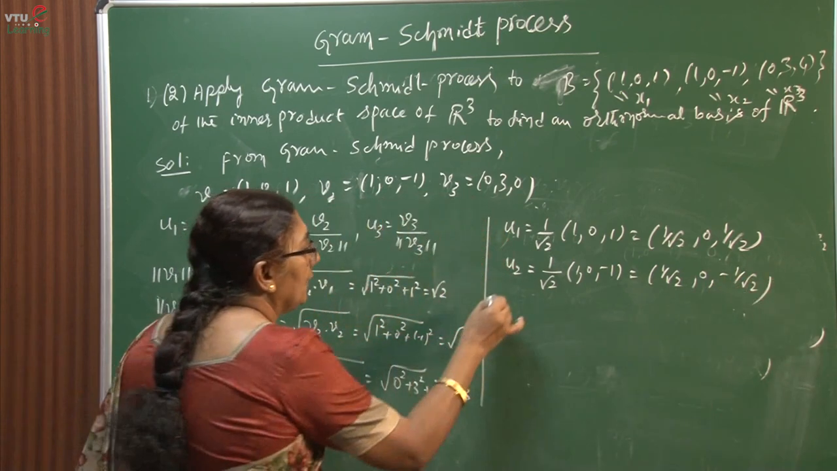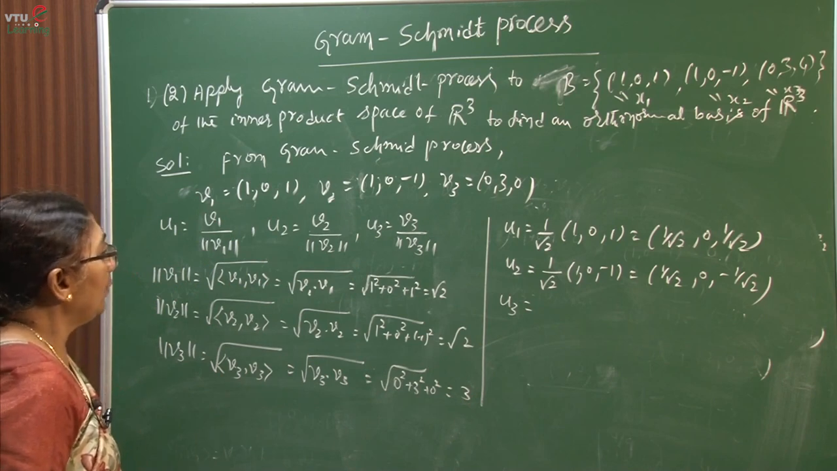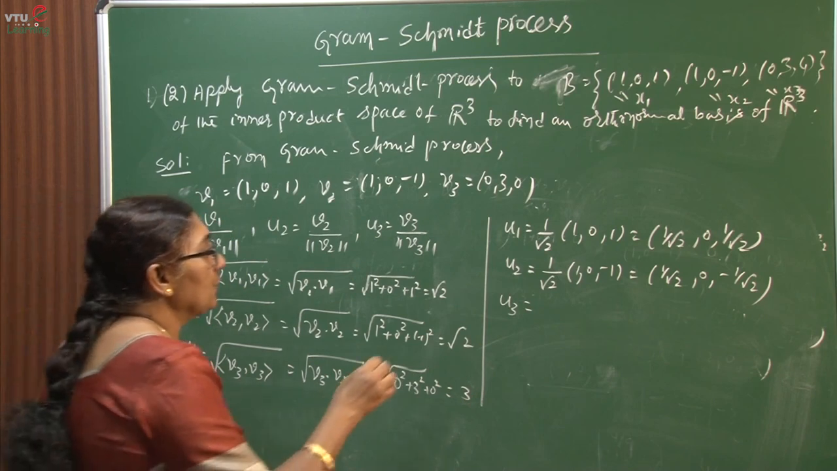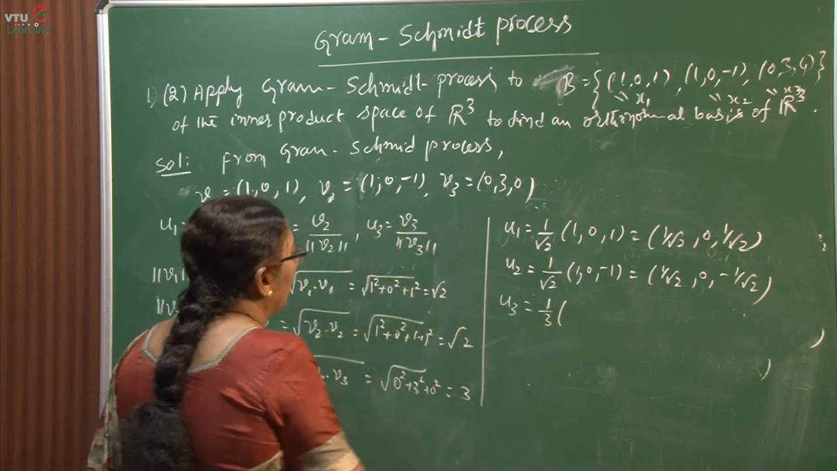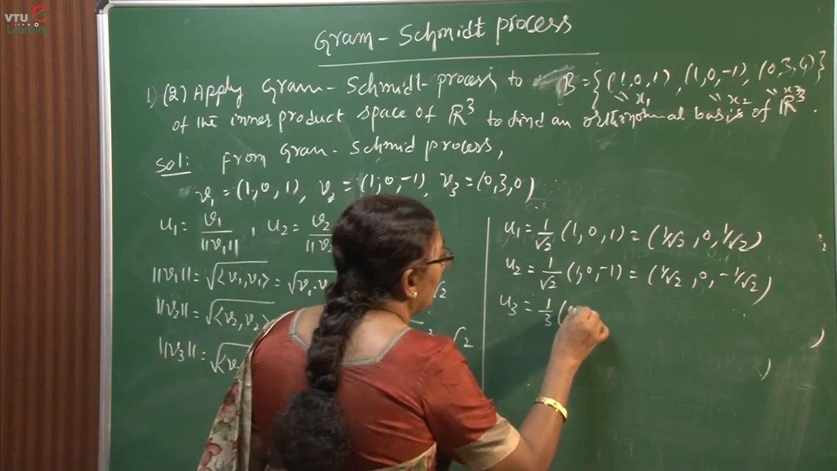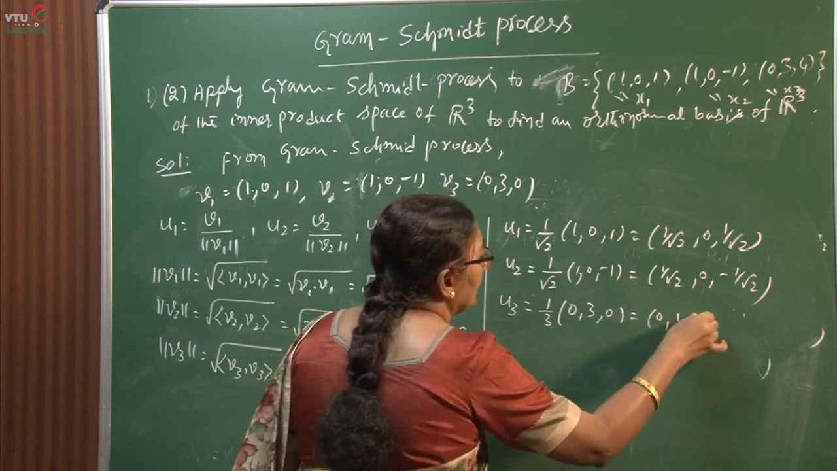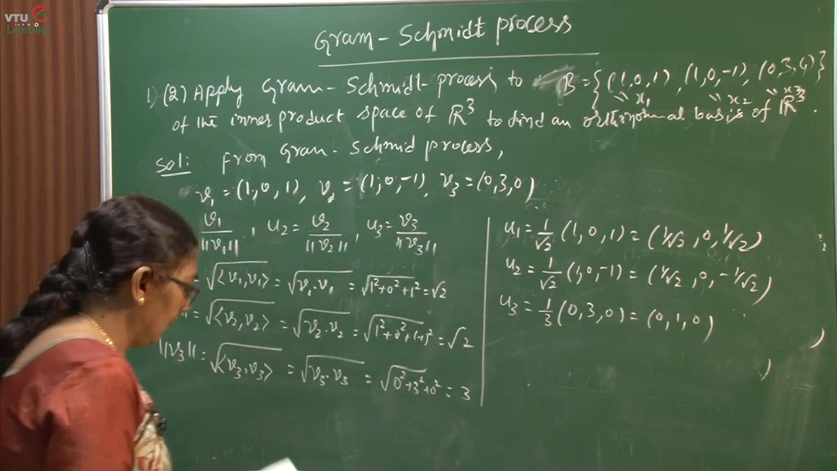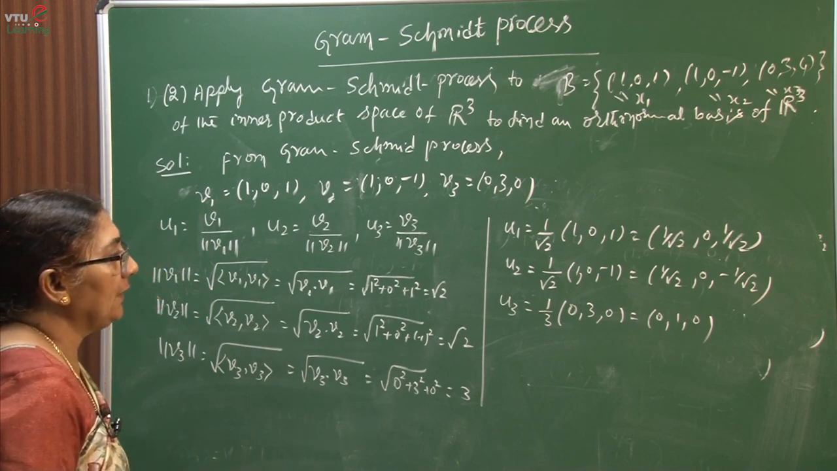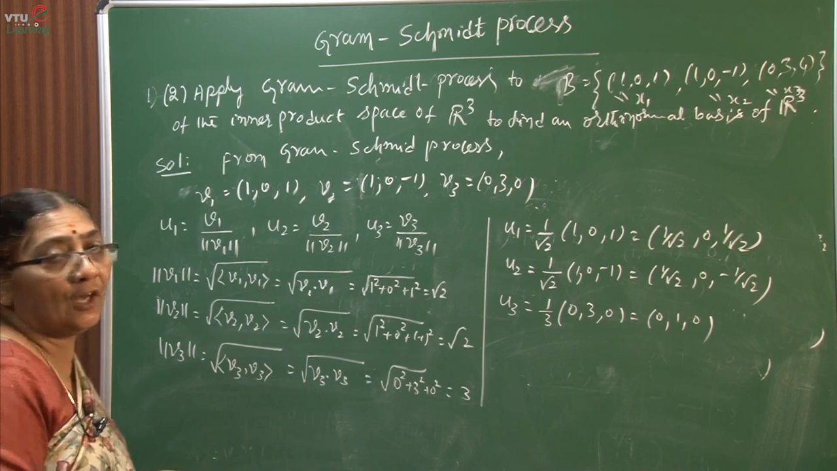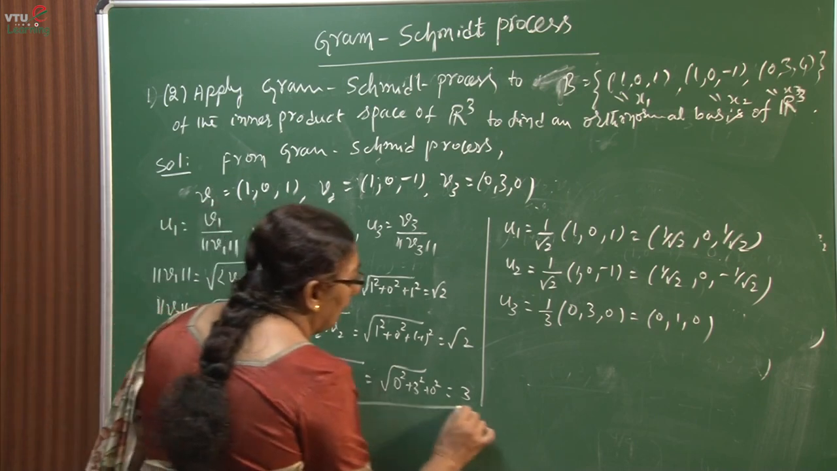Okay? Next, try to find out u3. What is u3 here? 1 by norm of v3, means 1 by 3, times the value of v3, (0, 3, 0). What do we get actually? Take 1 by 3 inside: (0, 1, 0) is my u3 value. Okay. Next, we have to calculate whether it is an orthonormal set of vectors or not. How to calculate whether it is an orthonormal set of vectors or not?